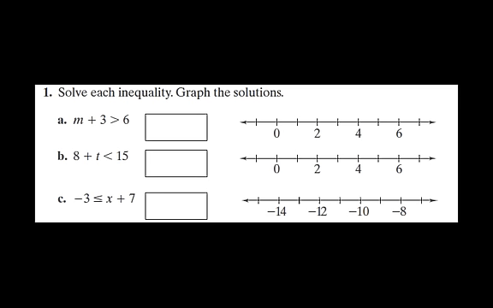For sample 1a, we have m plus 3 is greater than 6. To get m by itself, we're going to subtract 3 from both sides. So m is greater than 3, which means we're going to put an open circle at 3 and draw the arrow right.